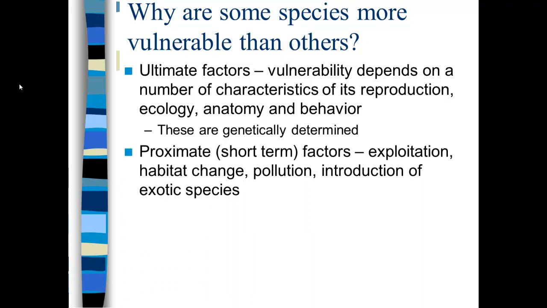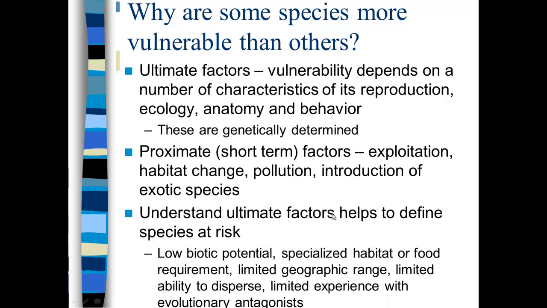Proximate factors are more short-term. Proximate factors can be avoided. This could include pollution, exploitation, change in habitat when a species is displaced, or the introduction of exotic species. Exotic species are those species that don't have natural competitors, okay, that don't have natural predators. And exotic species can take over habitats, leading to loss of food source, loss of niche in the environment, loss of habitat, and that will displace a native species due to the overgrowth of the exotic species.